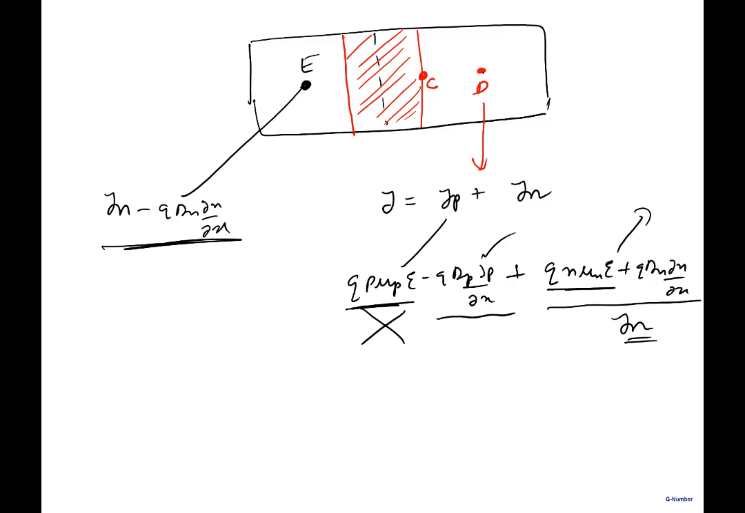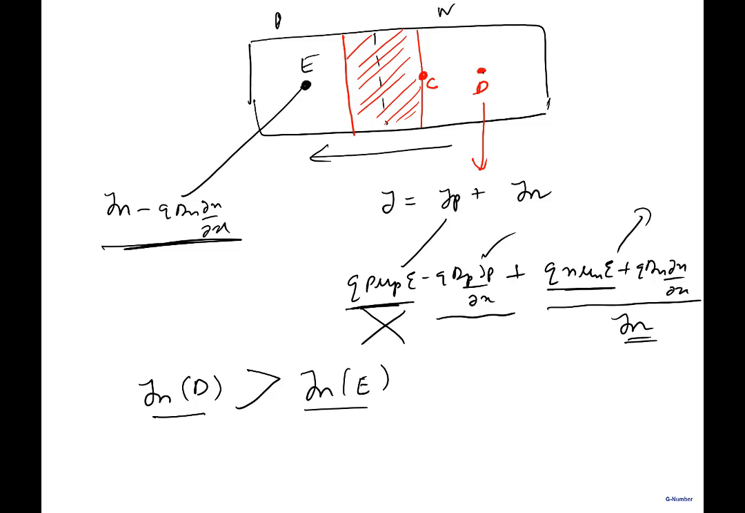Right, so remember Jn at D and Jn at E. If you look at Jnd and Jne, obviously note that electrons are, this is P and N, this is the flow of electrons. So Jnd is obviously greater than Jne. That's the way electrons are flowing. And why would Jnd and Jne be different? Because some electrons which are starting at D and then they reach E, some electrons would recombine.